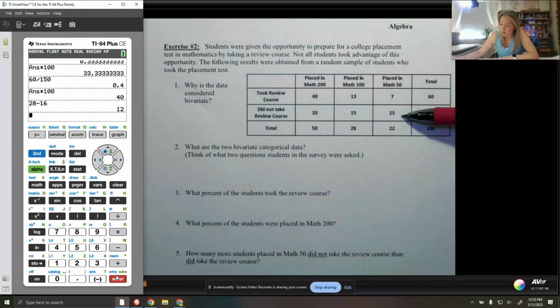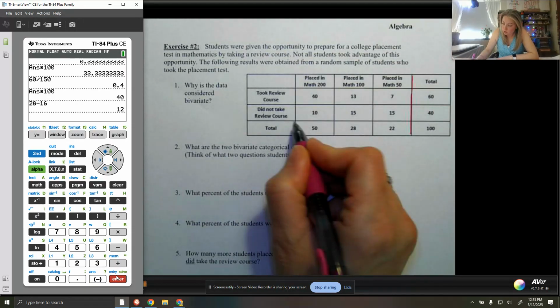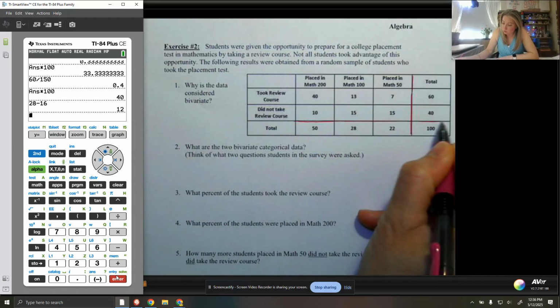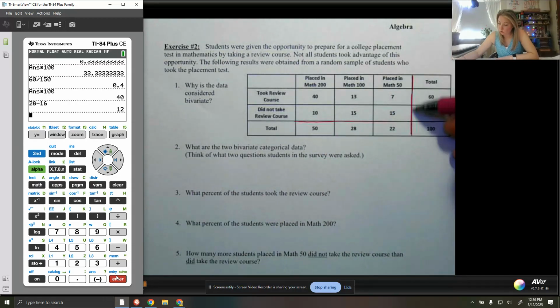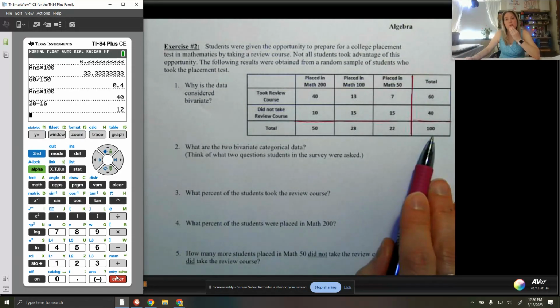Placed in different math classes. And I can just tell you if it's a less than 100 level course in college, it is not getting you credit for college. This would be a high school credit that you would have to earn with a Math 50. This did give me my totals, right? So this already gave me the total for each column, the total for each row, and the total. So 100 total students were surveyed.